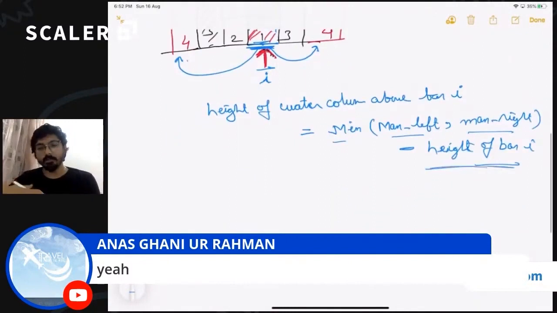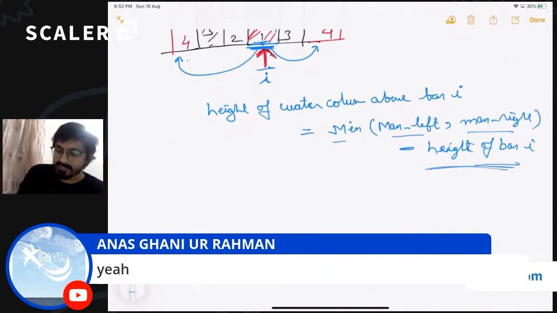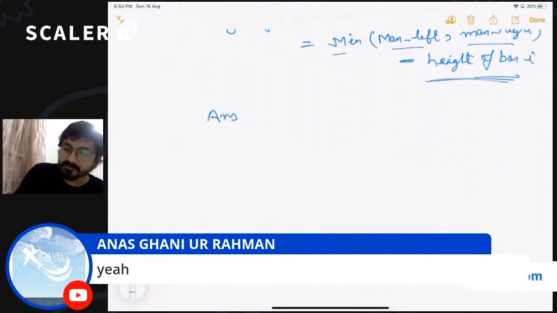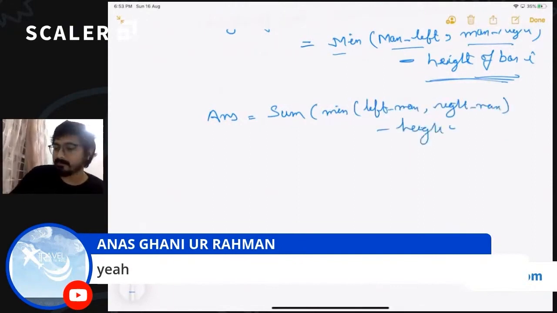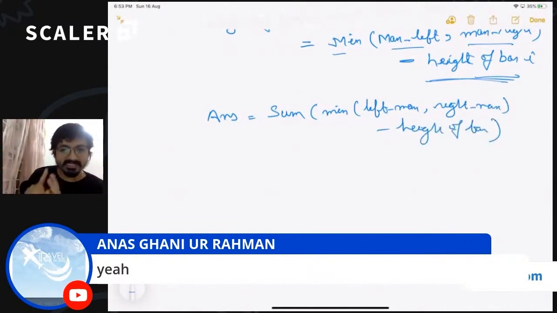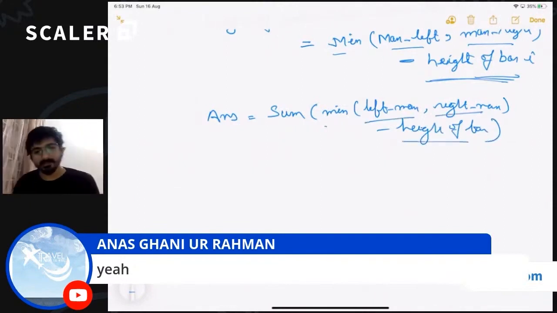If I have to calculate the total amount of water, this is just going to be the sum of all such values. Correct? So the answer that we are going to calculate is the sum of this value for each and every height: the sum of minimum of left max, right max, minus height of bar. So I will be calculating the minimum of left max and right max for each and every bar, subtracting the height of that bar and keeping adding it. So whatever we get at the end is going to be the answer.